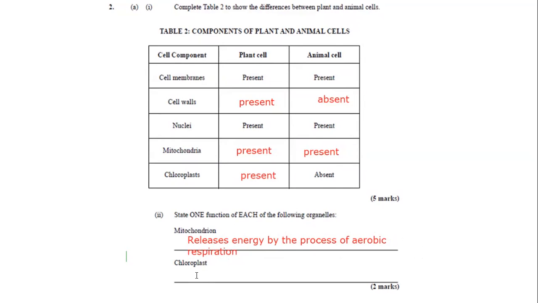Yes, miss. All right. What about the chloroplast? It contains chlorophyll needed... It converts light energy into chemical energy for photosynthesis. Not bad. Can we fix it up a bit? So it contains chlorophyll, yes, but that's not the function. I like the converts light energy into chemical energy, so photosynthesis.